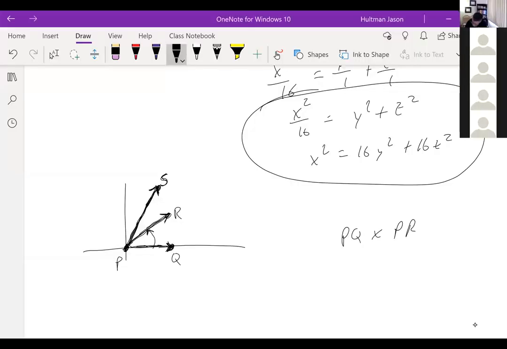Oh, I can't see any. I can't see the screen, by the way. I'm sorry. Yeah, let me screen share. My bad. Okay, I just did PQ and PR. Does that make sense? Yeah, it does. This should be Q here.